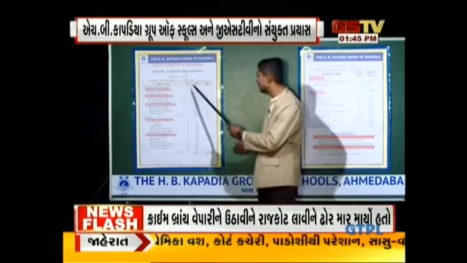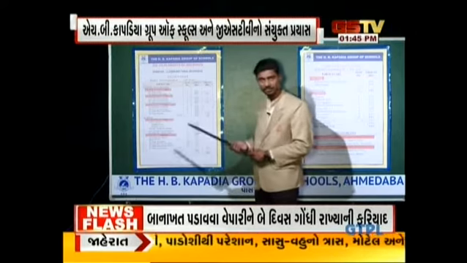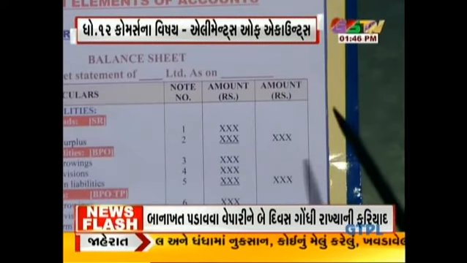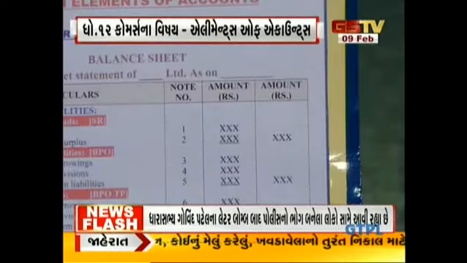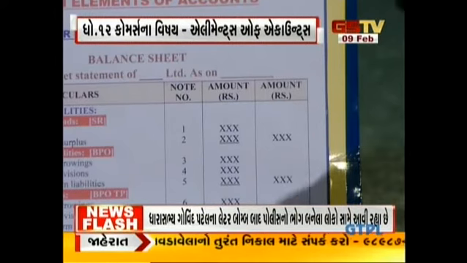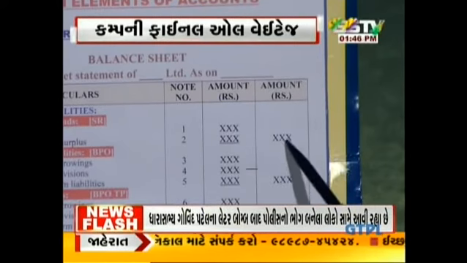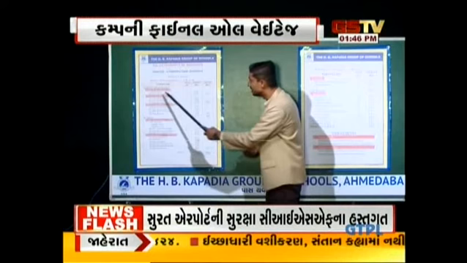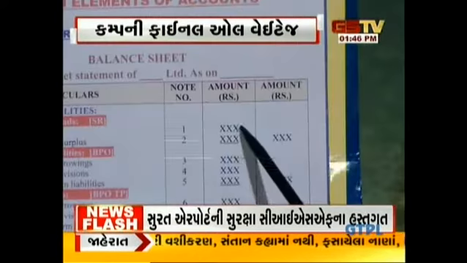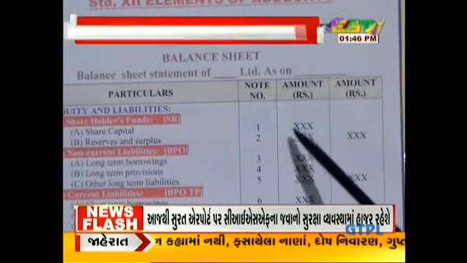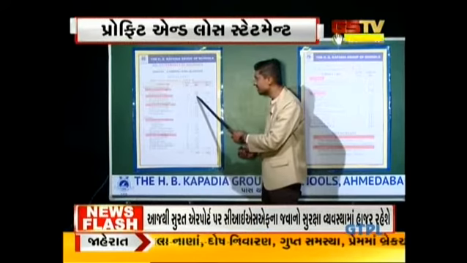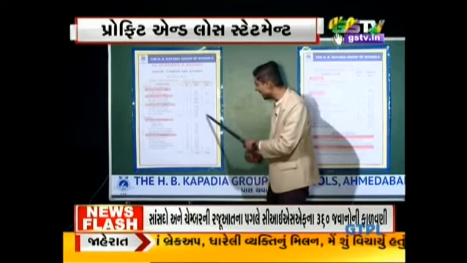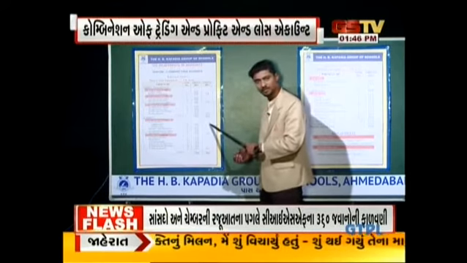Another thing, if we are talking about an amount, all amounts will be written in the first column only. No amount will be written in the second column. After the completion of the balance sheet, the total of all the heads will be written in the second column. Means first you have to write share capital over here, reserves and surplus over here, and the total of share capital and reserves and surplus will be written in the second column. Likewise, the total of all the heads will be written in the second column.